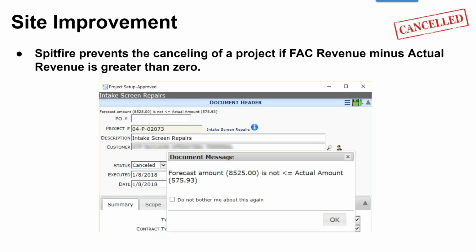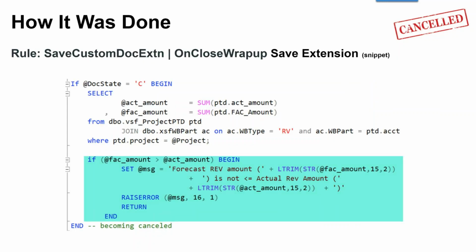How did we pull this one off? This is an example of something that doesn't happen in real time on the screen for the user, but something that's being done when they try to save the document with the new canceled state. So you see doc state equals C would be the canceled part there. And if that's what's going on, it checks the forecast actual and the forecast at completion amounts and can compare them quite simply.